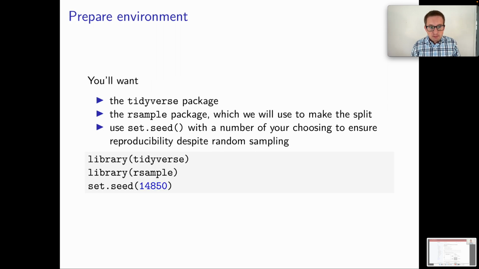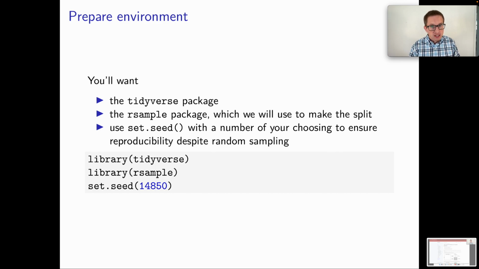So to start, you'll prepare your environment. You'll want the tidyverse package and the rsample package. There are many ways to make a train test split. I'll illustrate it with the rsample package because it makes this particularly easy. A third thing you'll want to do is set your seed with a number of your choosing so that you can make sure that you have reproducibility despite random sampling.